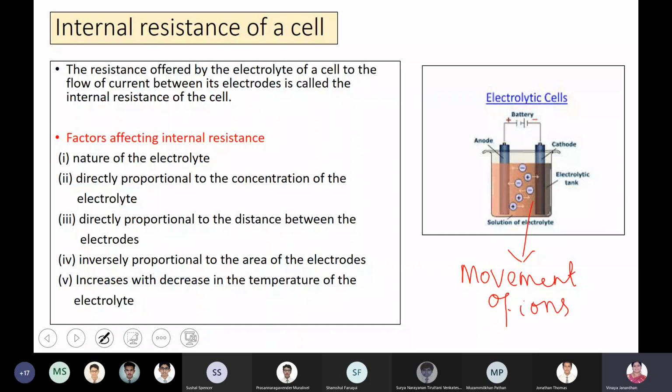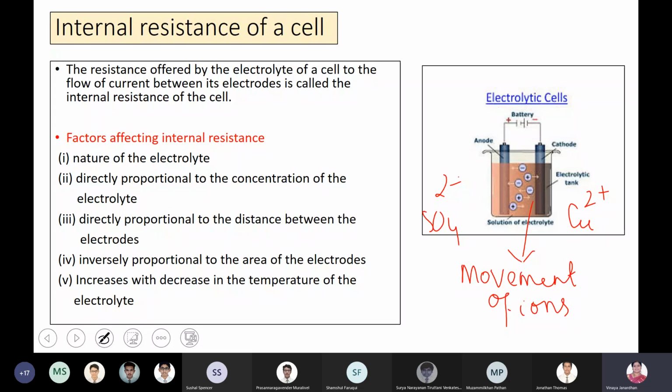The negative sulfate ion, SO4 2 minus, will move towards your anode, and the Cu2 plus copper ion will move towards your cathode. The movement of ions inside the electrolytic solution constitutes the current internally. Externally, it is the flow of electrons through the connecting wires. Internally, the movement of ions towards the respective electrodes constitutes the electric current.